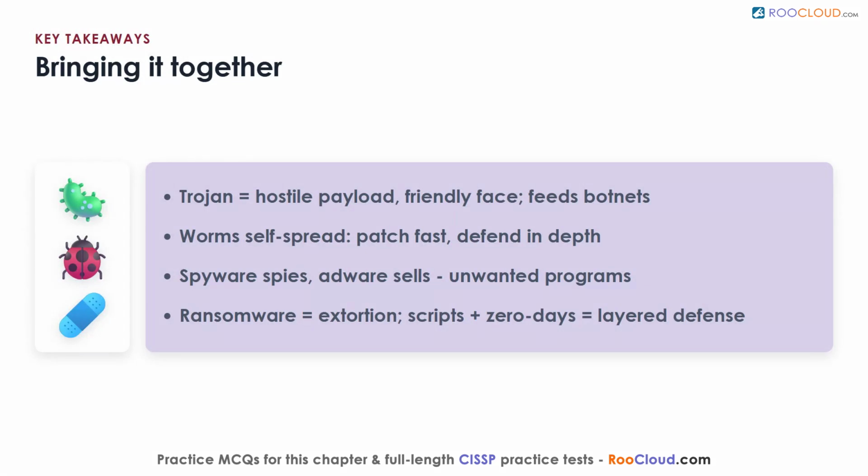Spyware spies, adware sells, and both are unwanted programs you half agreed to. Ransomware encrypts your data for extortion, which is why tested backups matter so much. And scripts, fileless attacks, and 0 days remind us why overlapping controls beat any single defense. That completes the malware family.